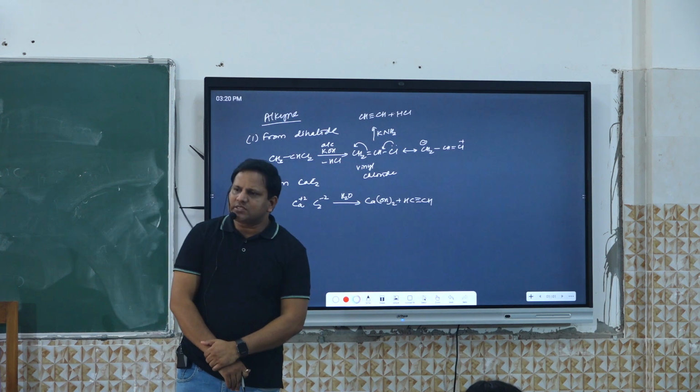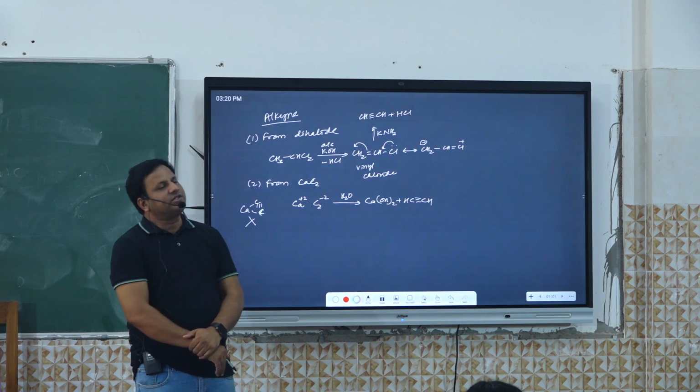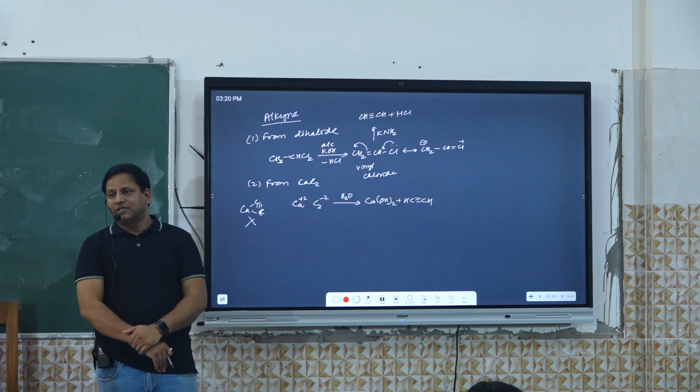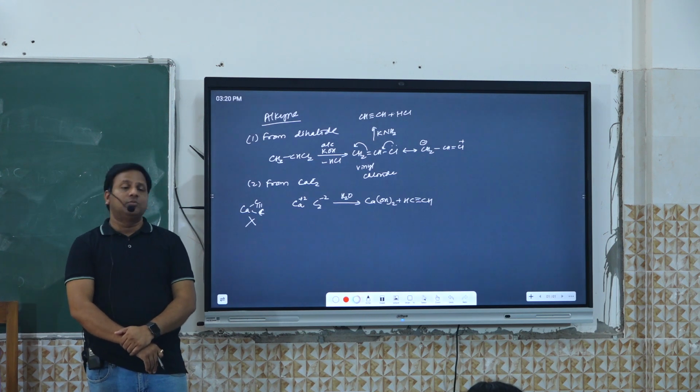It produces acetylene gas, and acetylene gas is used for the ripening of fruits. Another major concern is that it is carcinogenic. Okay, so that is beside the point. So this is acetylene gas.